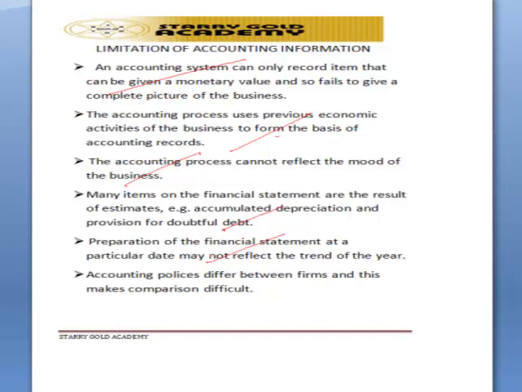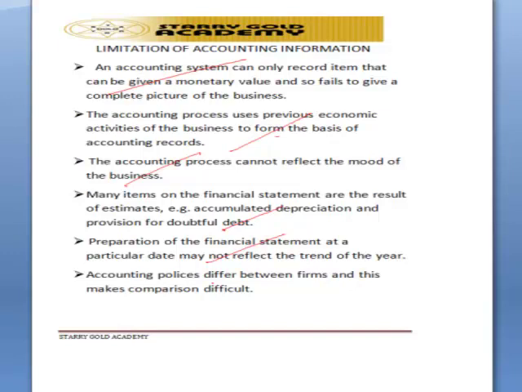Maybe at the end of the year, in the later months of the financial accounting period of the company, the business boomed. But the whole year is what is being put into consideration. The accounting period of a 12-month calendar is what is considered when preparing a financial statement. So the preparation of the financial statement at a particular date may not really reflect the trend of the year.